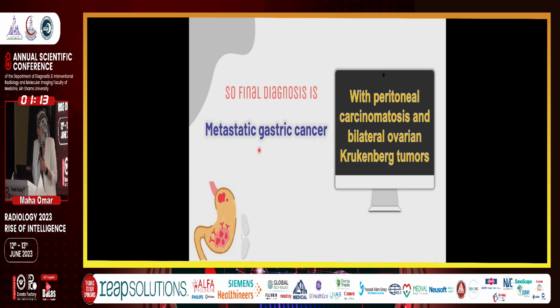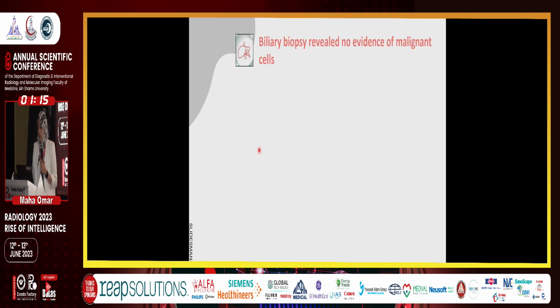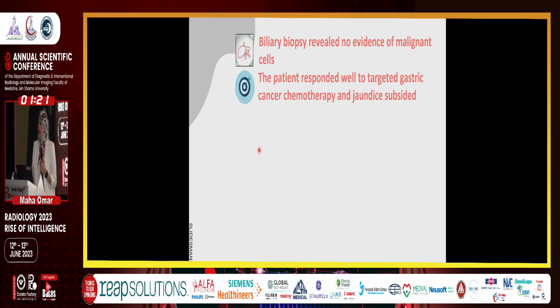Okay, so what about the biliary dilatation? Actually, biliary biopsy of the same patient revealed no evidence of malignant cells, and the patient responded very well to targeted gastric chemotherapy, and jaundice subsided.